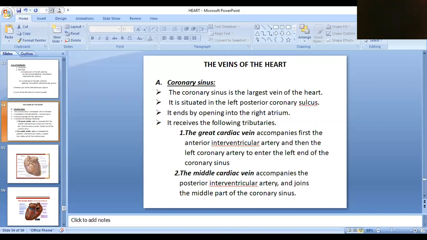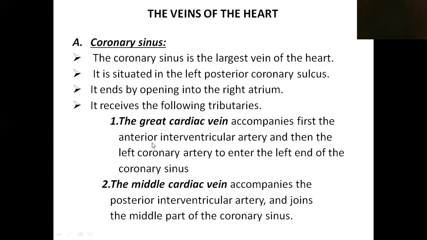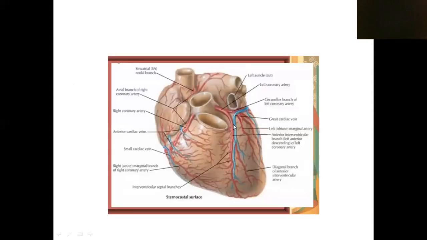So where does it lie? It lies along with the anterior interventricular artery. I told you this one. This is the anterior interventricular artery. Along with that, we can see a vein. This vein is known as the great cardiac vein. First it lies along with the anterior interventricular artery. After that, it leaves the anterior interventricular artery and runs along with the circumflex artery. Correct? Now, the continuation of the left coronary artery is known as the circumflex artery.